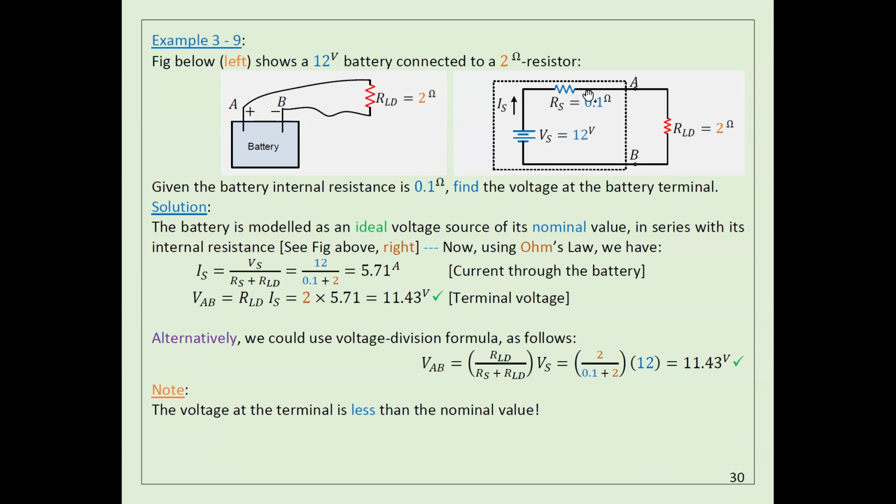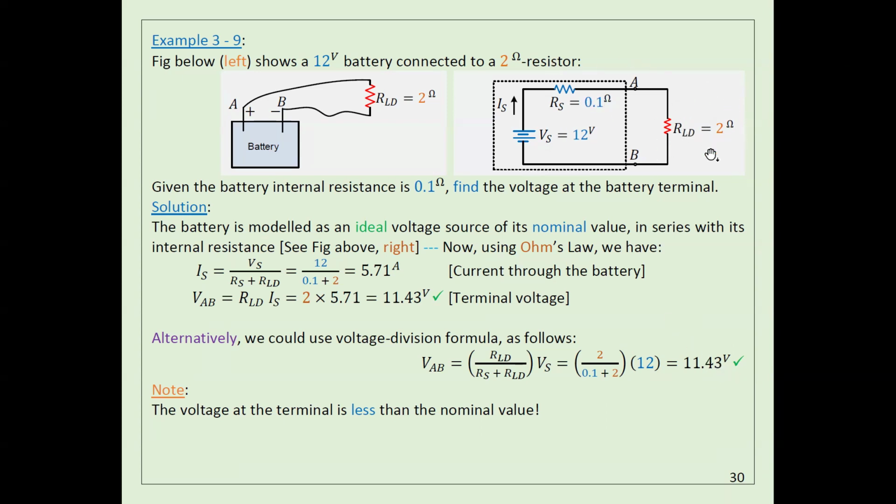Ideally, it's zero. You don't have a resistor. Ideally, if the voltage drop is 12, I have to get 12 here. However, because of the internal resistance here, I'm not going to get 12, but it's going to be very close to 12. After I did the calculation here, I found it is 11.43 because of the internal resistance.